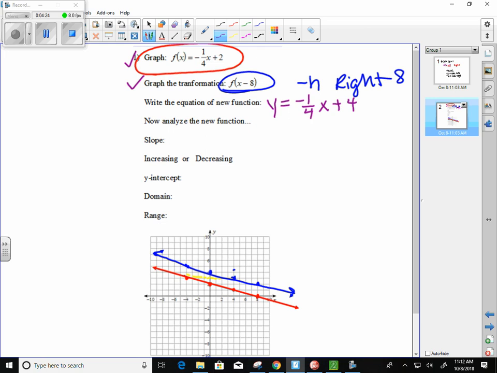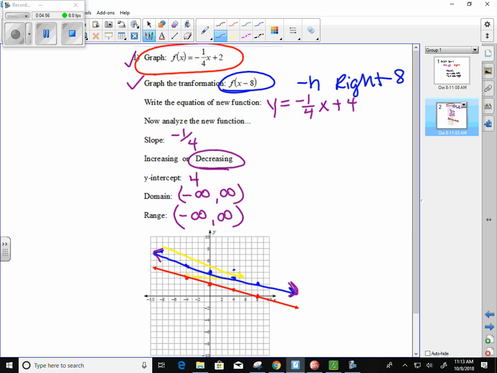Now I've got to analyze this new function. The slope is still negative 1/4. This line is decreasing because as I move left to right, it's going down. My y-intercept is 4. And the domain: this line has arrows on both ends, so it's going to stretch left to right forever, negative infinity to positive infinity. And the range, it'll go up and down forever, so negative infinity to positive infinity. That's exactly what you'll be doing today.